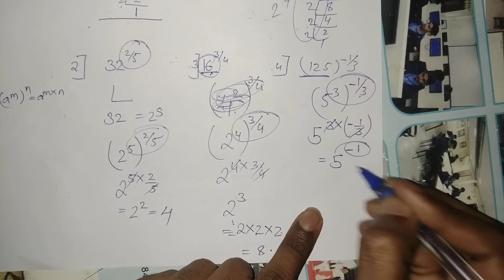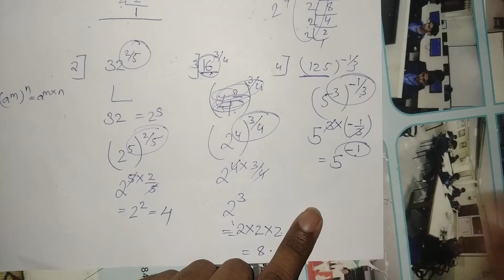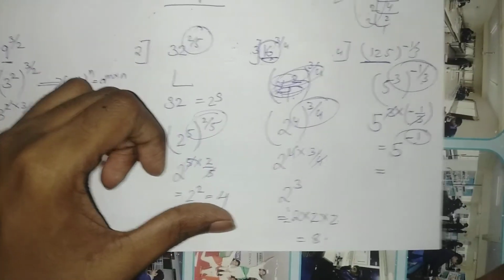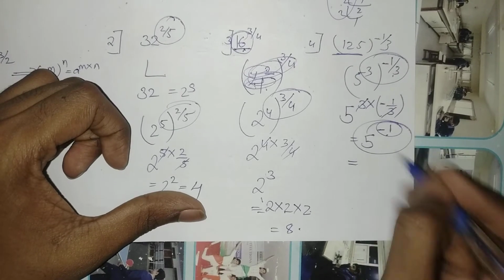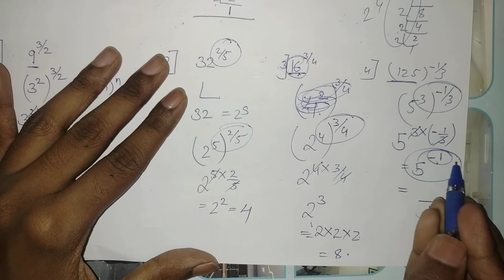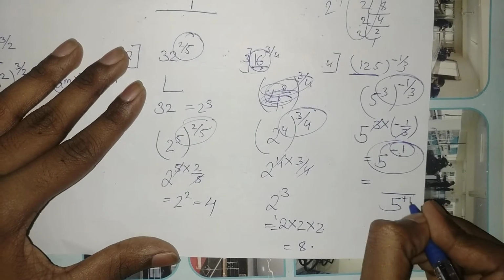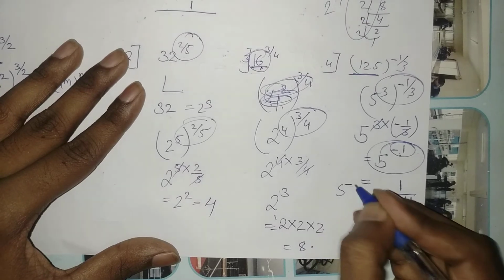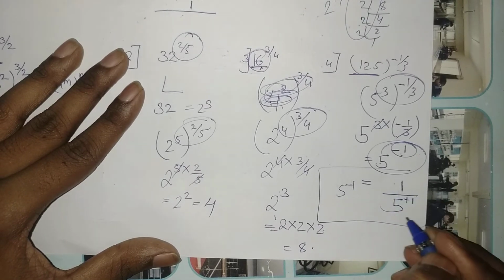So how to change a negative exponent into a positive exponent? It's very simple. You are just going to write the whole number in the denominator, including the exponent. Okay, so we have 5 power minus 1, but you write 5 power plus 1, retaining the numerator as 1. So 5 power minus 1, I can write it as 1 by 5 power plus 1.